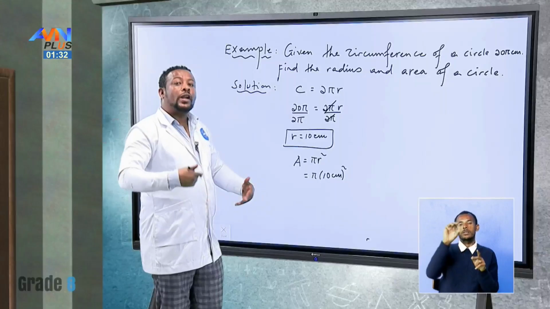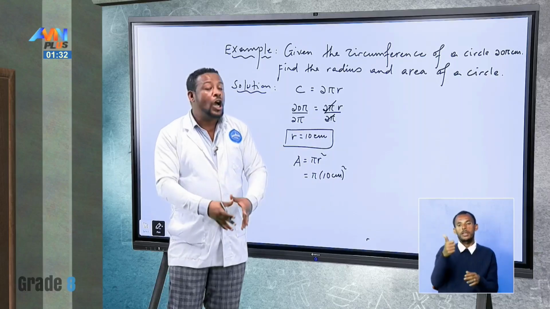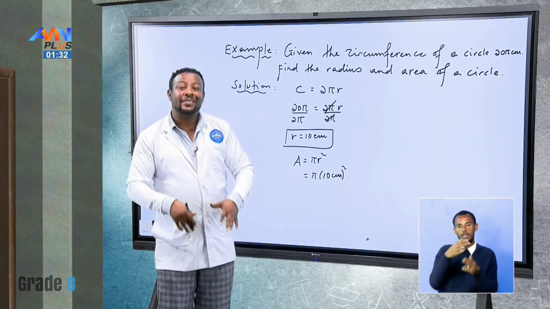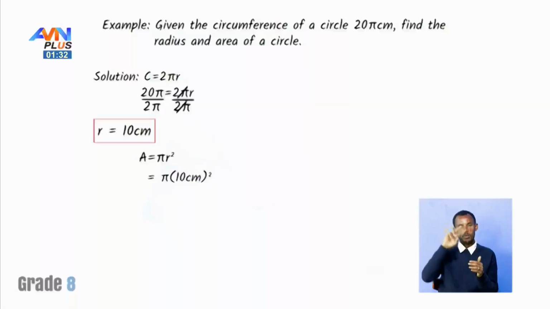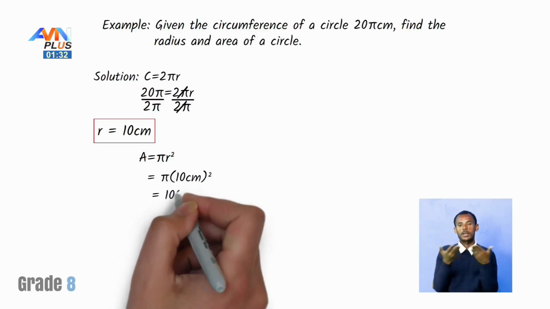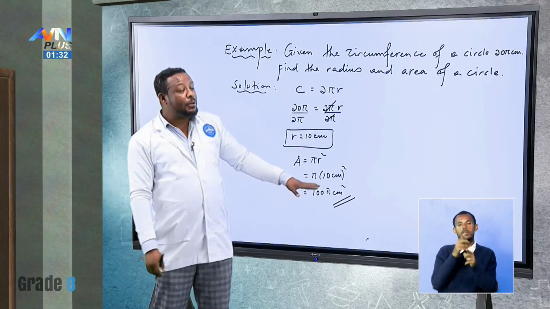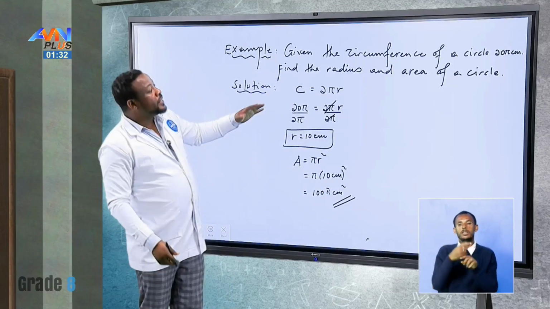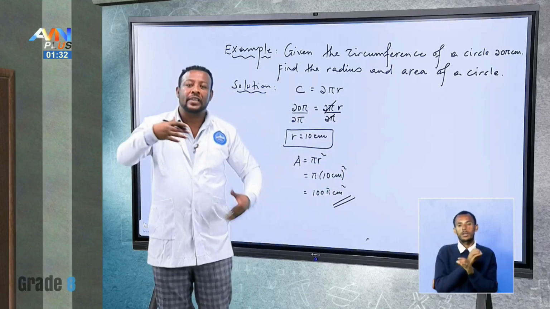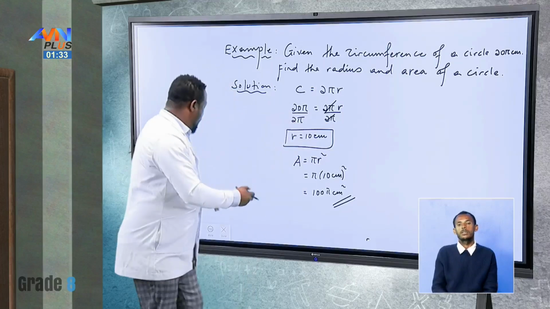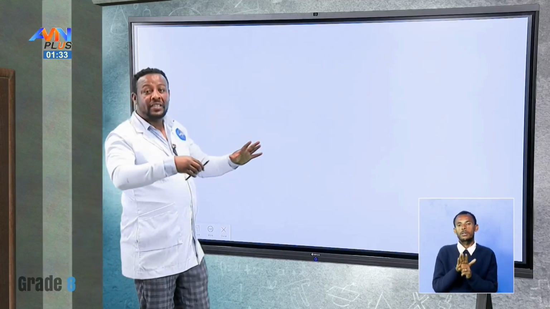10 centimeter square means 10 centimeter times 10 centimeter. As you all know, 10 times 10 is 100, and centimeter by centimeter is centimeter square. So we have pi, and the product of this becomes 100 pi centimeter square. So this is the required answer for the second part, right? This way you can calculate the circumference, the area, or sometimes you may be asked to find the radius, right?